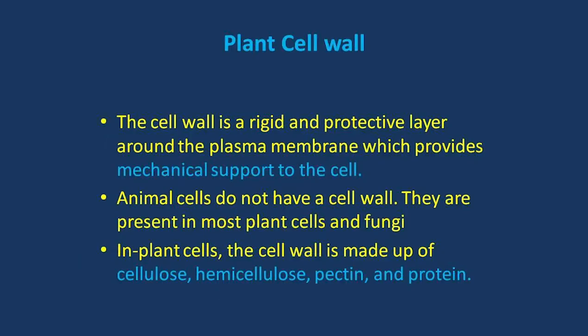The plant cell wall is a rigid and protective layer around the plasma membrane which provides mechanical support to the cell. Animal cells do not have a cell wall. They are present in most plant cells and fungi. In plant cells, the cell wall is made up of three carbohydrates: cellulose, hemicellulose, and pectin, and also proteins.